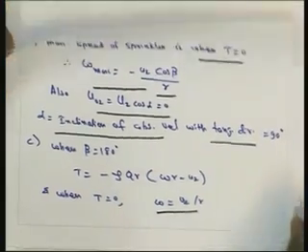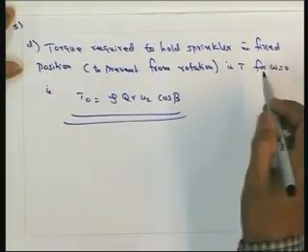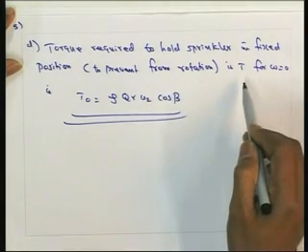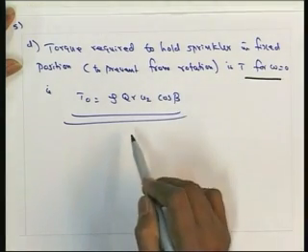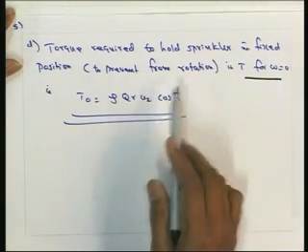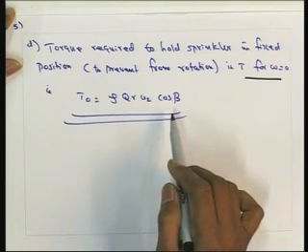So now if you want to find out the torque required to hold the sprinkler in a fixed position, or to prevent it from rotation, we can write T when omega is equal to 0. So we can write T0, that is the torque required to hold the sprinkler in a fixed position, T0 is equal to rho Q R U2 cos beta.